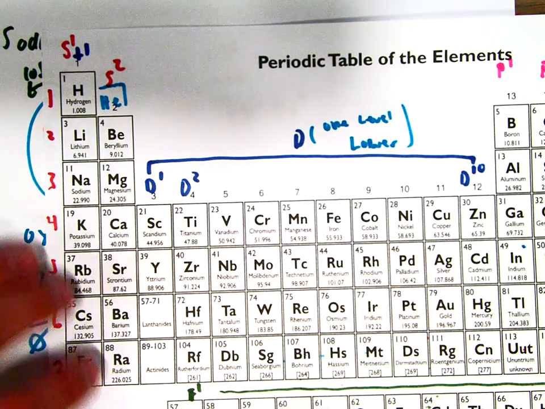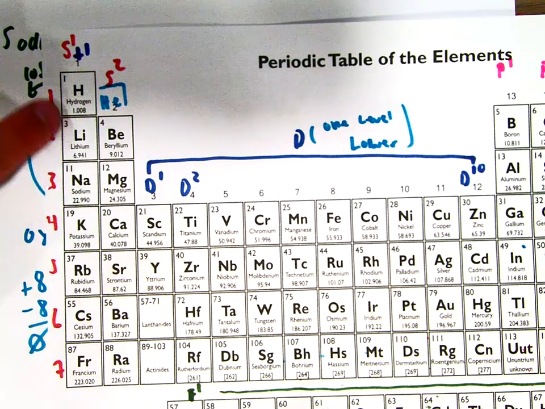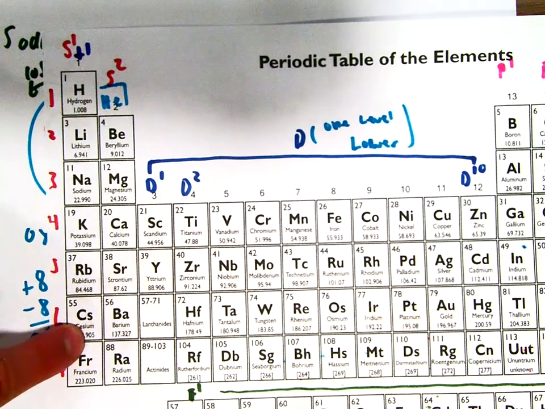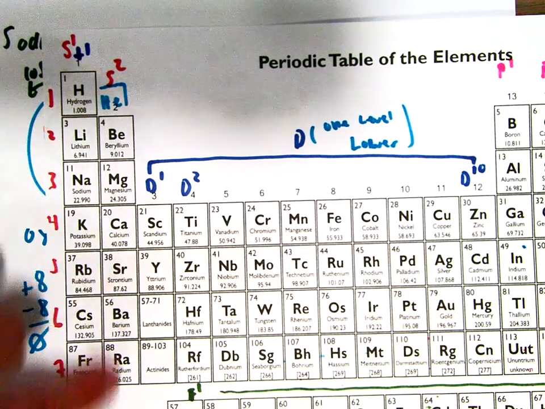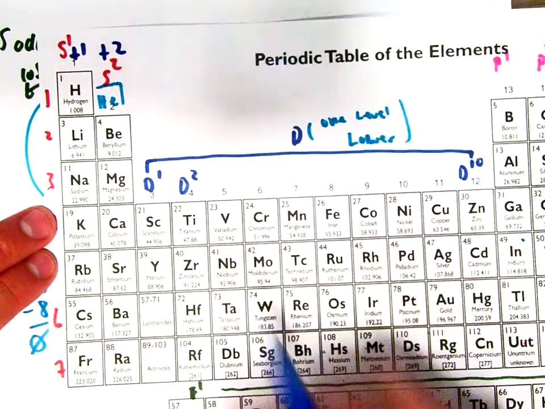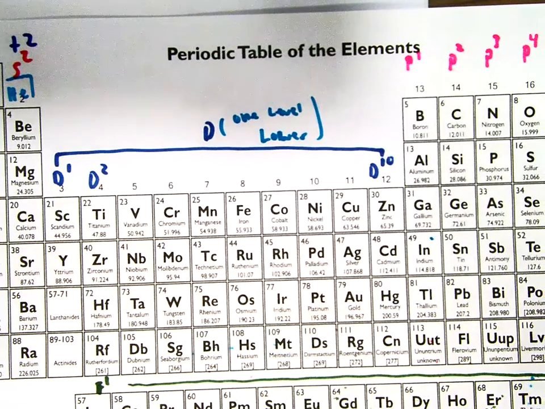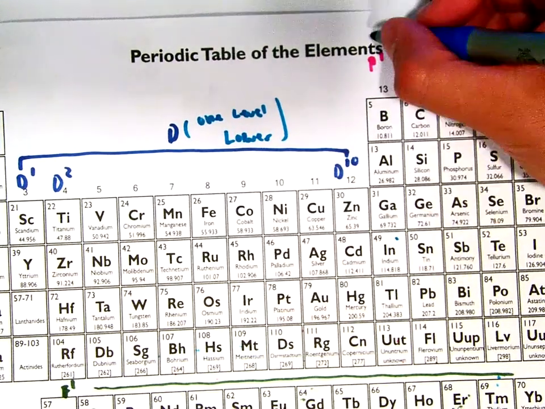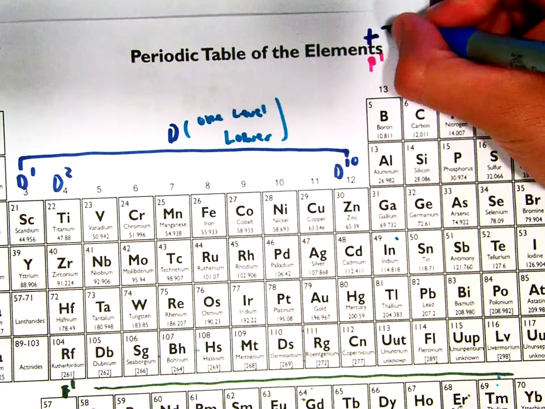Everything in this group also wants to lose an electron. Everything here wants to lose 2 electrons to have a full outer shell. So if we lose 2 electrons, we become +2 because we lose 2 negatives. And then the trend continues. Everything here wants to lose 3.